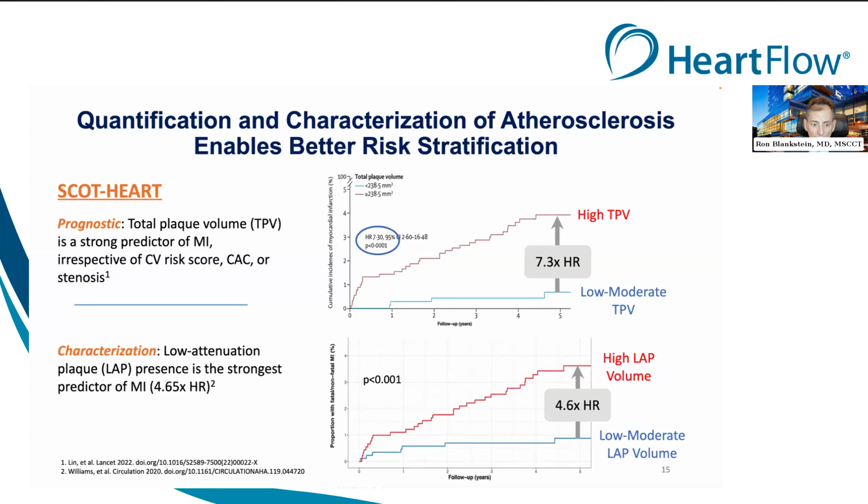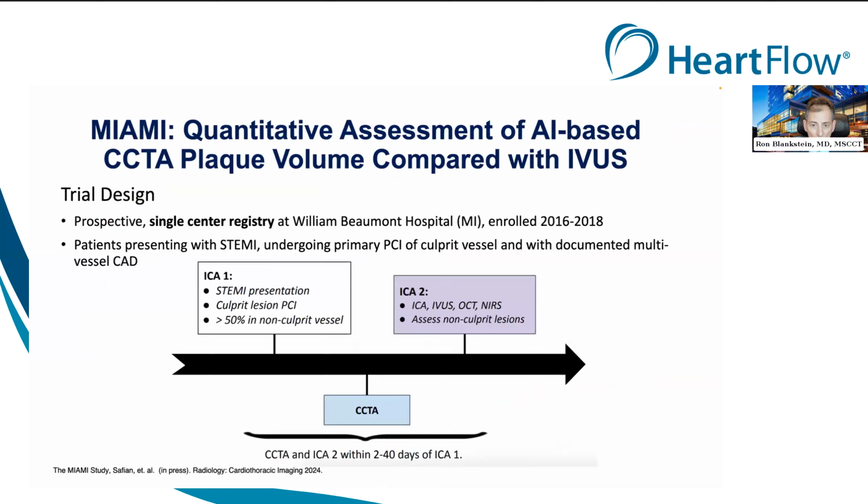Williams and our colleagues showed that low attenuation plaque had the strongest association with incident MI in the Scott-Hart study, specifically when individuals had more than 4% burden of low attenuation plaque, they had the highest risk. So, an important study showing us that plaque really matters, and quantifying it makes a difference when it comes to risk assessment.